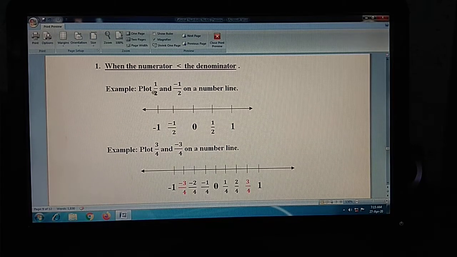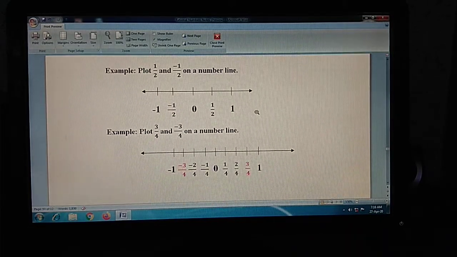Now we have to look at the denominator. How many number of equal halves are there? So this is written as 2. So we have to equally divide into two halves. This is one half and this is the second half. So definitely this number will lie, since it is 1 by 2, so it will be here, 1 by 2. Similarly on the left side, minus half will be here.